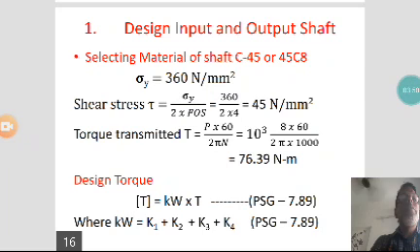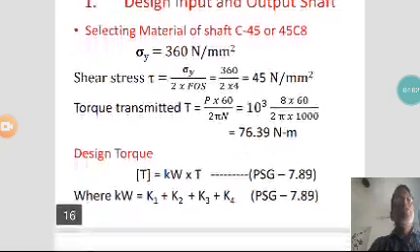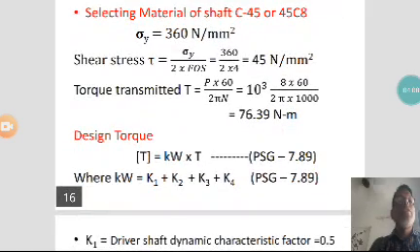Selecting the material as C45, plain carbon steel, for the shaft. Here we select C45. The yield stress for C45 is 360 Newton per mm square, and from that you can find the shear stress, which we get as 45 Newton per mm square. Now you know the power, so we can find the torque. Torque transmitted T is equal to P into 60 divided by 2 pi n. By that you can calculate the torque, and then convert this torque into the design torque.